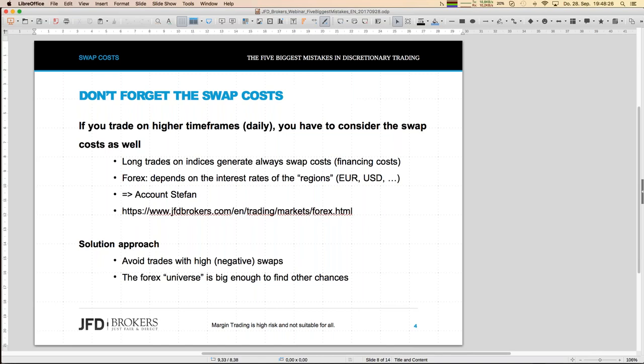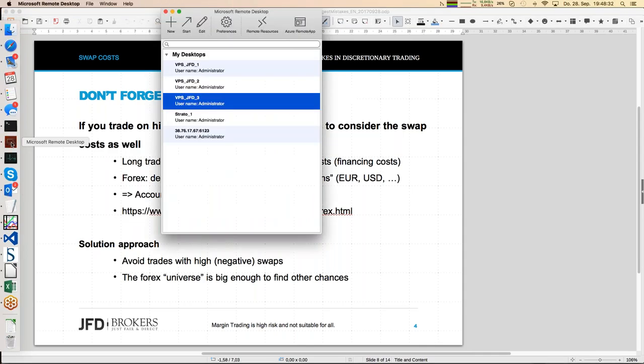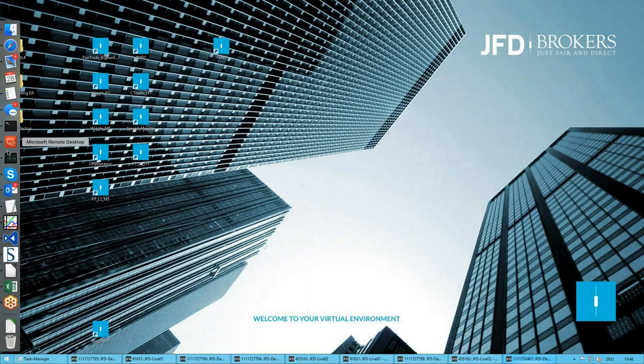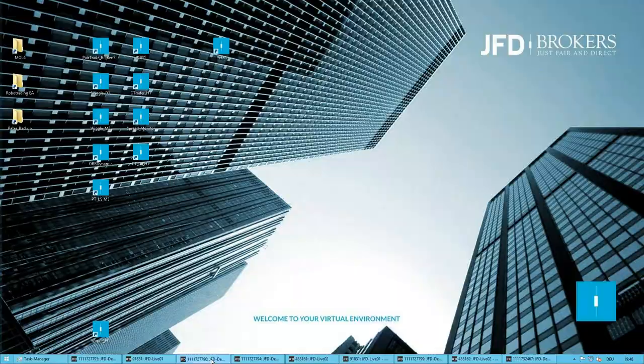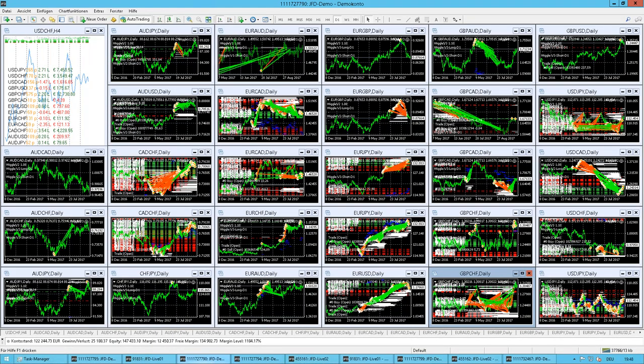Why are those swap costs that important? Let's have a look at an account of mine. I have one account which is really trading long term. It enters the trades on a daily basis, and the maximum duration of a trade here is 120 days, and that's calendar days, so 4 months. So it's quite a long time.